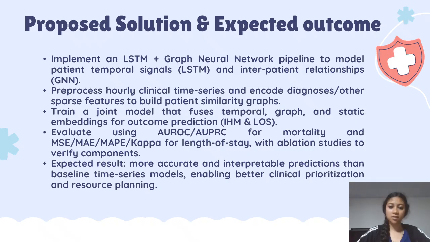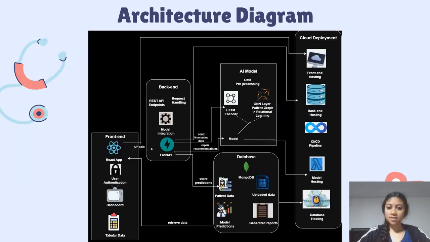Our system architecture is divided into five main layers: front-end, back-end, AI model, database, and cloud deployment. Starting with the front-end, we use a React application where users can log in, view dashboards, and upload patient data in tabular form. These requests are sent as API calls to the backend, built with FastAPI, which handles request routing, model integration, and communication between the front-end and the AI model.